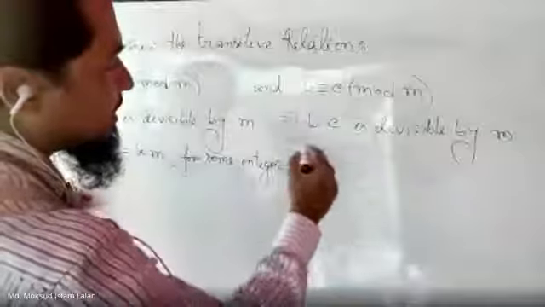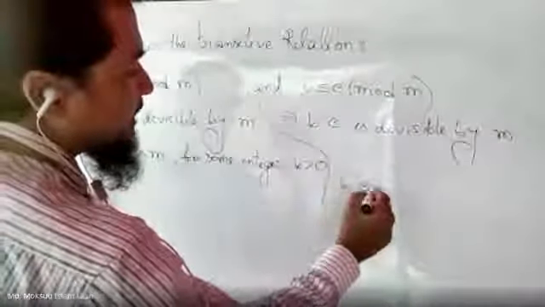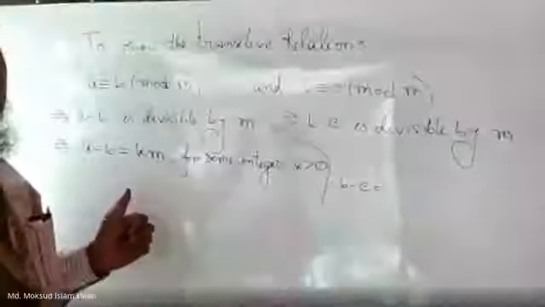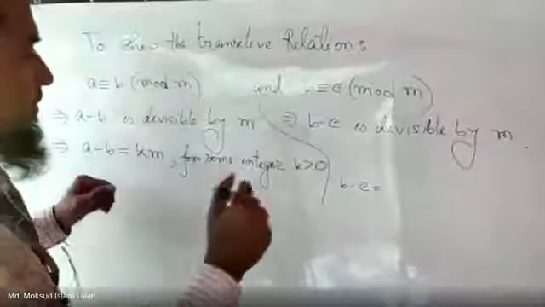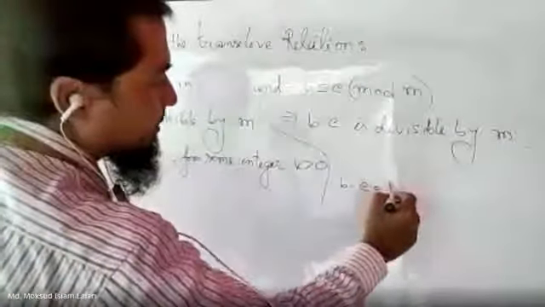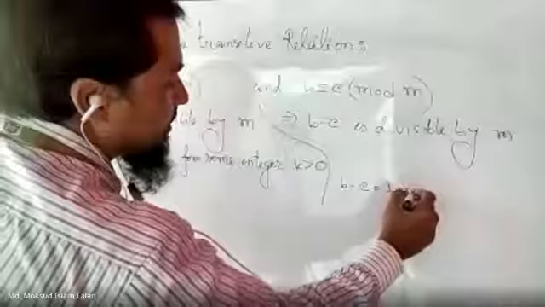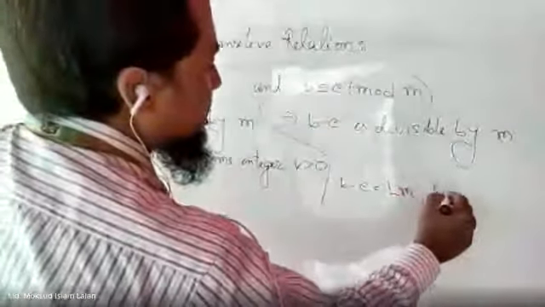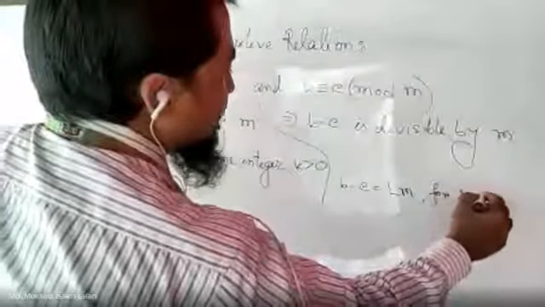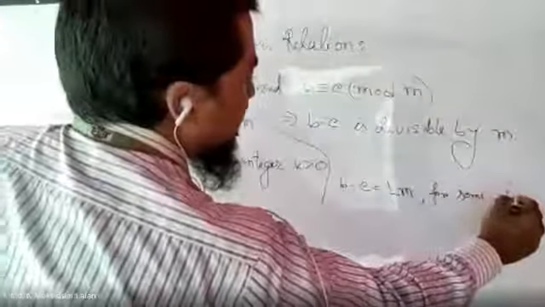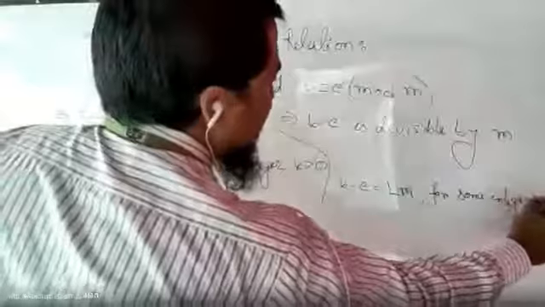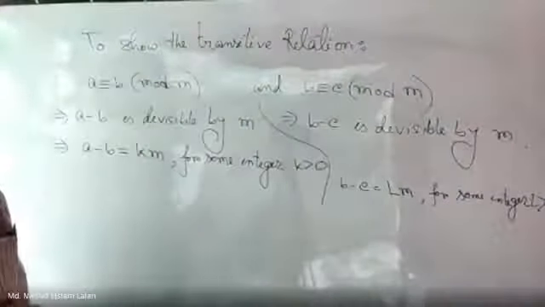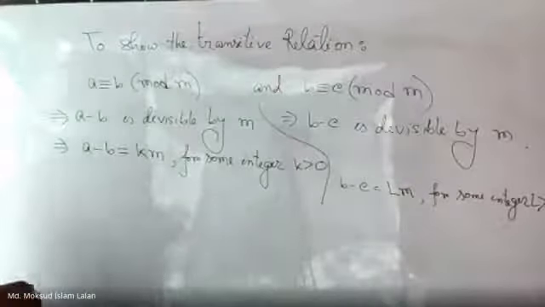So similarly, this can be written B minus C equals to, you can consider another one here. So here K, so you can consider LM, where L is for some integer, L greater than 0, right? Are you agree with me or not? Do you understand, Ifrat? Yes, sir.